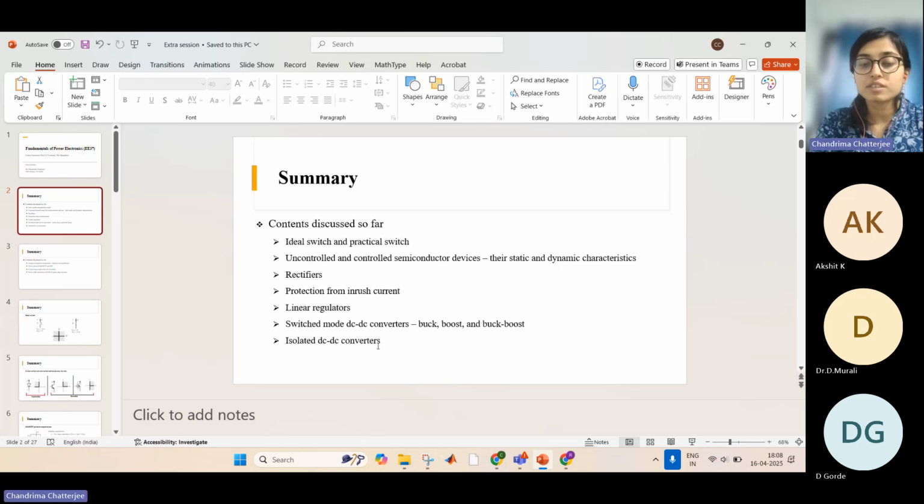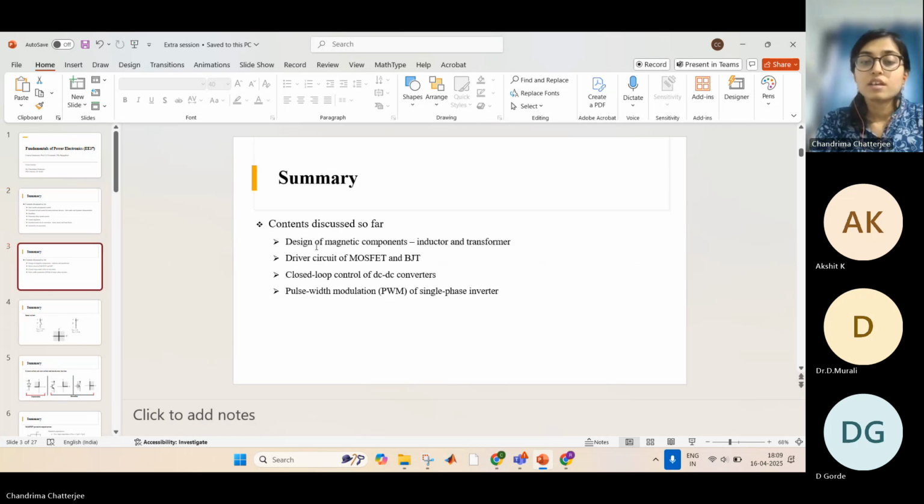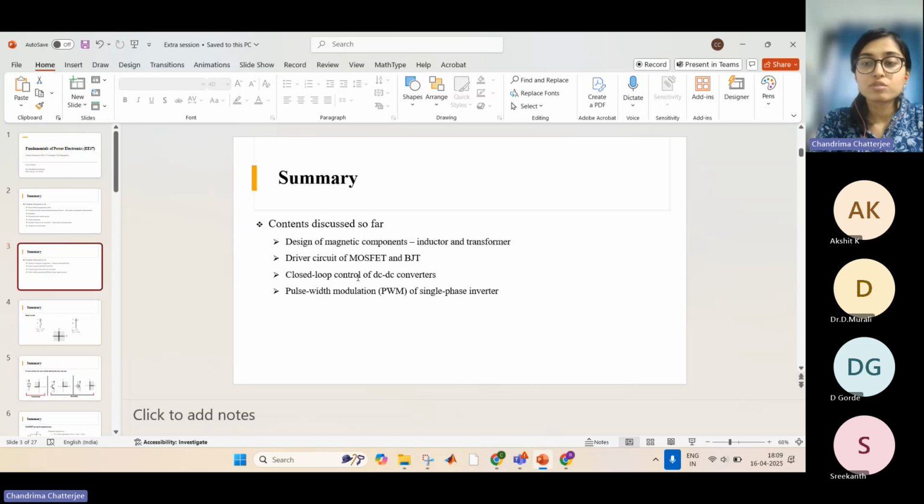And finally, we have the isolated DC-DC converters, where we talked about the buck-derived isolated converter, which is the forward converter. We talked about the buck-boost derived isolated converter, which is also called the flyback converter. And among the other things, we studied some topics based on the design of the circuits. Primarily, we studied the design of magnetic components, which includes the inductor and the high frequency transformer that we use in the isolated DC-DC converters. Then we talked about the driver circuits of BJT and MOSFET. Then in the last week, we studied the closed loop control, and also pulse width modulation a bit, sinusoidal pulse width modulation, right?